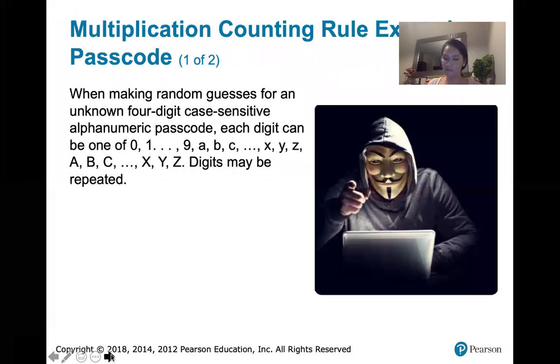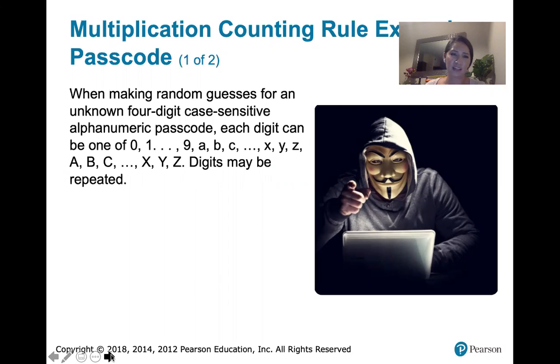And do an example. So this is an example involving a hacker guessing a passcode. Let's say you have a phone or some other device where you are asked to make a 4-digit passcode, and it's a case-sensitive passcode. It's alphanumeric. So every digit can be any number between 0 and 9. It can be one of those digits.